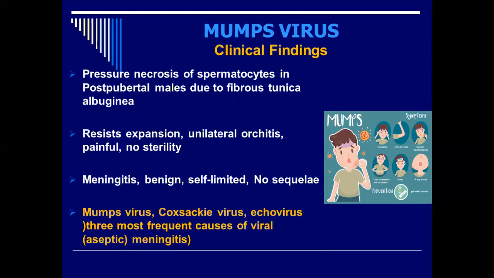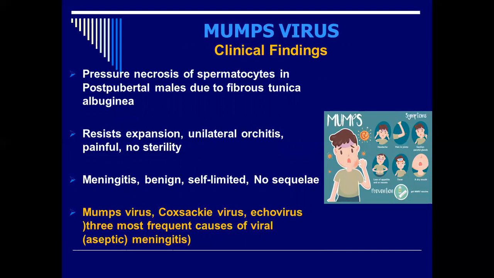Meningitis, which is benign in nature, is a self-limiting disease, and there are no sequelae. There are many viruses and bacteria, particularly viruses like the mumps virus, the Coxsackie virus, and the echovirus, the three more important viruses that cause meningitis. Viral meningitis is known as aseptic meningitis. Bacterial meningitis is septic meningitis.